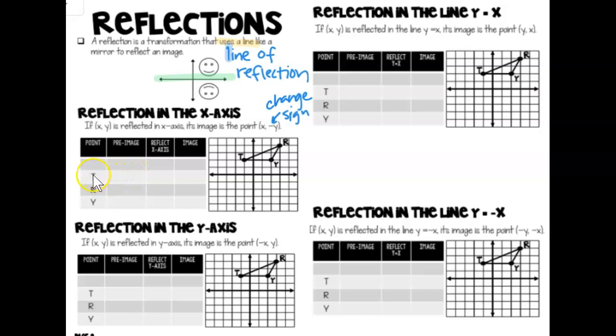So for triangle TRY, I'm first going to write down the ordered pairs of the original points. So it looks like T is at (-1, 2). R is at (3, 4), so +3, +4. And Y is (2, 2).